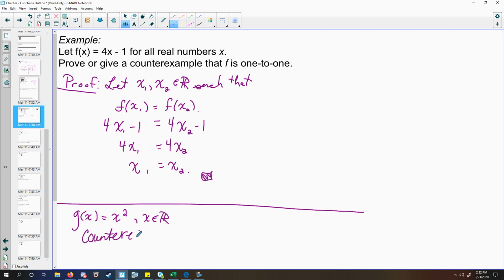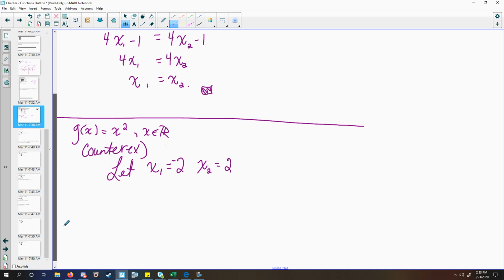So our counterexample would be: let x1 equal negative 2, I'm going to stay consistent, and x2 equal positive 2. Why does this work as a counterexample? Make sure you follow it through. We know that g of negative 2 is equal to g of positive 2 because 4 is equal to 4, but negative 2 does not equal positive 2. That would be all you'd have to show to give a counterexample as to why this is false.